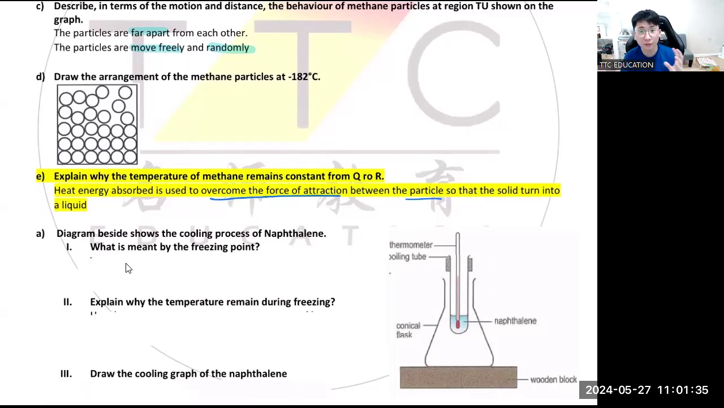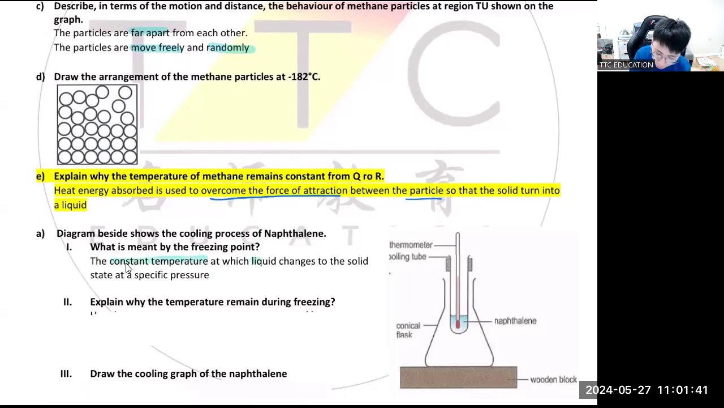But then of course you have to write in a full sentence. So we have to say that it's a constant temperature at which liquid changes to solid at a specific pressure. You must mention this constant temperature and specific pressure.